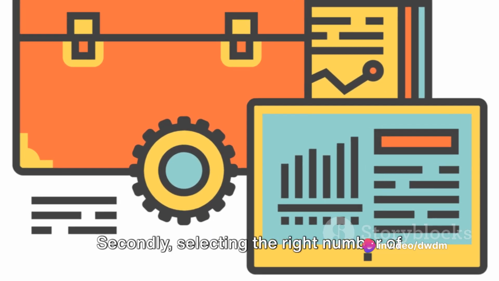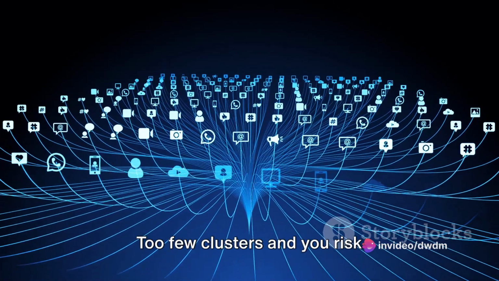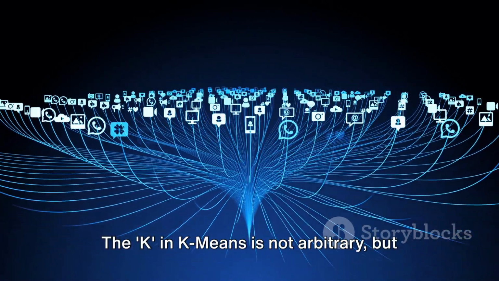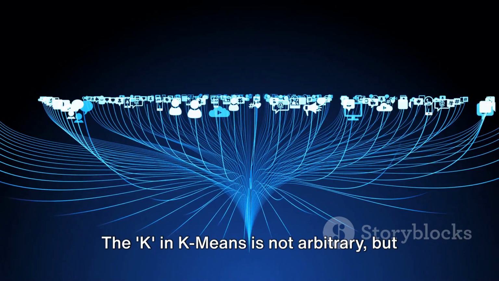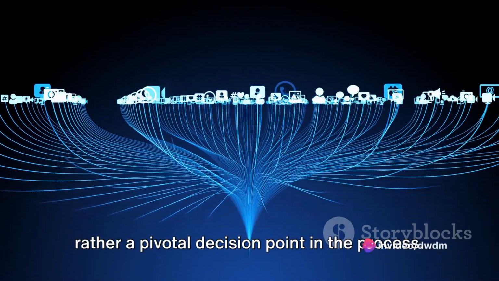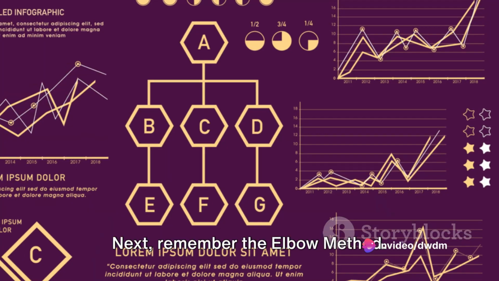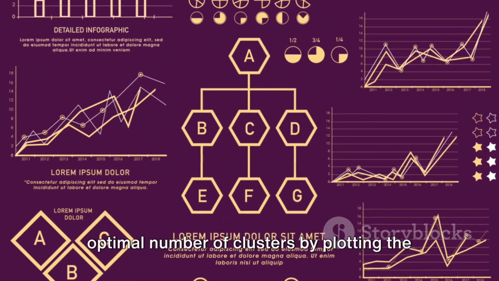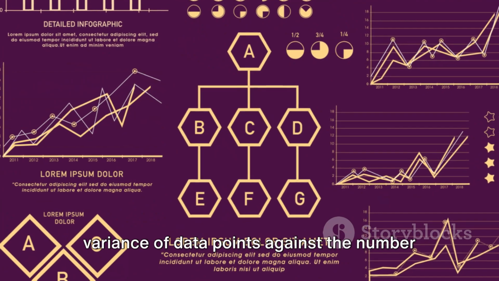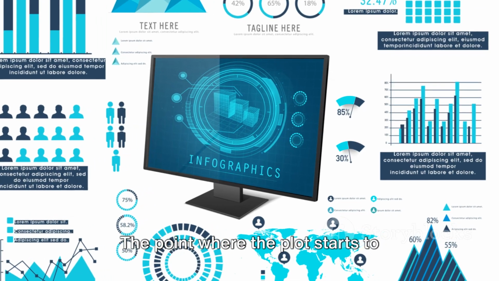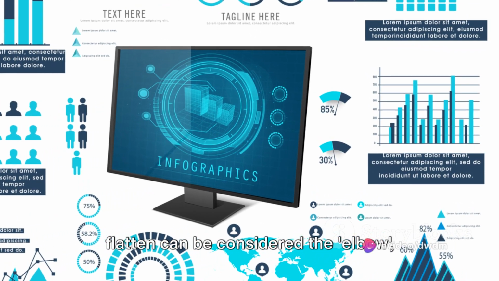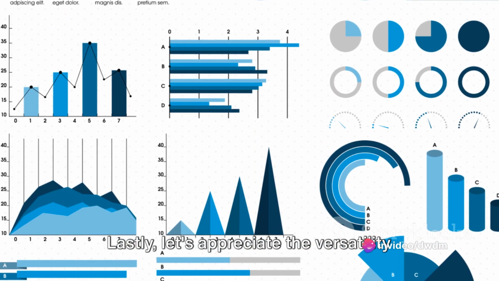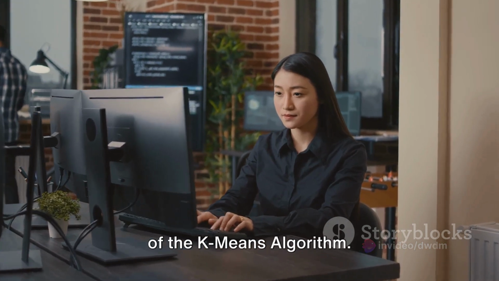Secondly, selecting the right number of clusters is crucial. Too few clusters and you risk oversimplification, too many, and you may overcomplicate your data. The K in K-means is not arbitrary, but rather a pivotal decision point in the process. Next, remember the elbow method. This technique helps us identify the optimal number of clusters by plotting the variance of data points against the number of clusters. The point where the plot starts to flatten can be considered the elbow, indicating the optimal number of clusters.